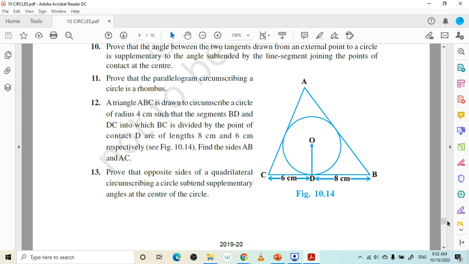Here you have to find sides AB and AC. Just try to solve it, because even if it is not exam oriented, if you solve it, that is good. Have you done it? How much is the length? I don't remember, but you just tell me the method you have used.